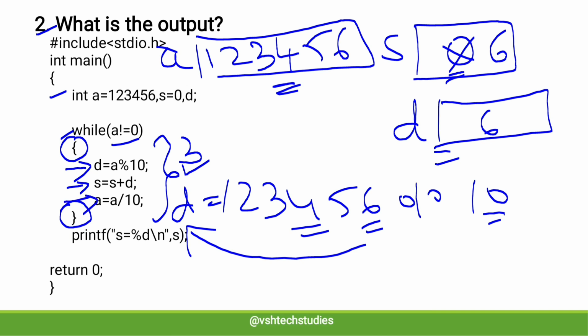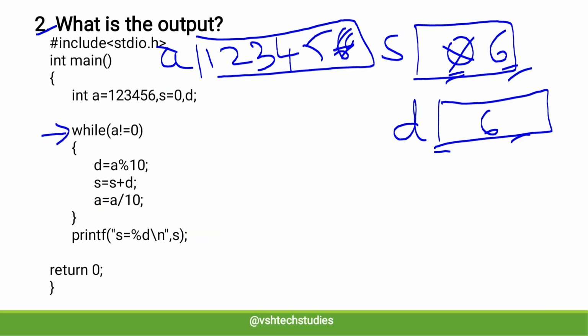The third one is A equal to A divided by 10. So A, 1 2 3 4 5 6, divided by 10 means 1 2 3 4 5 point 6. Because A is an integer, the 0.6 is not saved. Only the integer part will be saved and hence A will be 1 2 3 4 5. So one iteration is over because 3 instructions are over. So the end of the while loop body. So the control has to go back to the next iteration of the while loop. So at the end of the first iteration, A is 1 2 3 4 5, S is 6, D is 6. Okay.